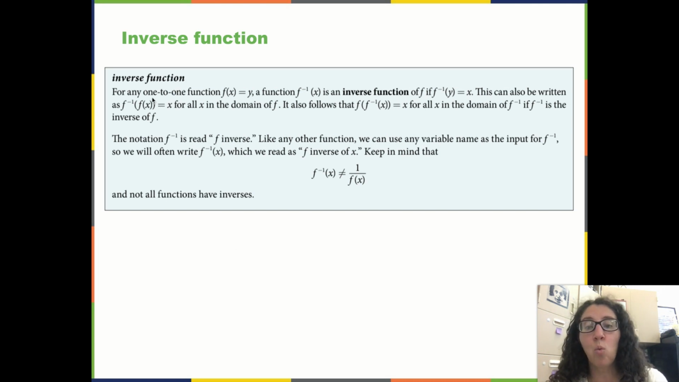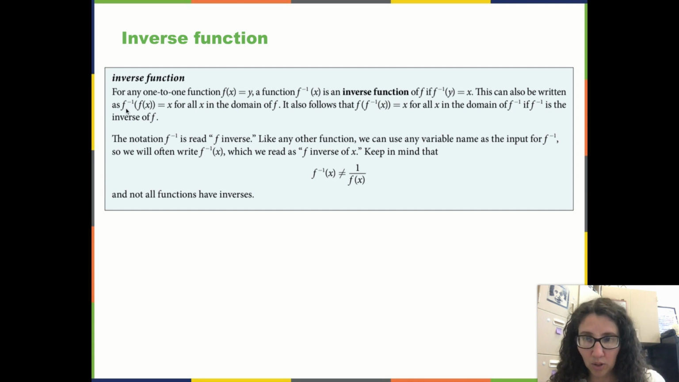All right, so here's the definition of the inverse of a function. For any one-to-one function, f of x equals y, a function f inverse of x is an inverse function of f if f inverse of y equals x. This can also be written as f inverse of f of x equals x for all x in the domain. It also follows that f of f inverse of x equals x for all x in the domain of f inverse, if f inverse is the inverse of f. Blah, blah, blah. That was a lot of words. So what does that mean?